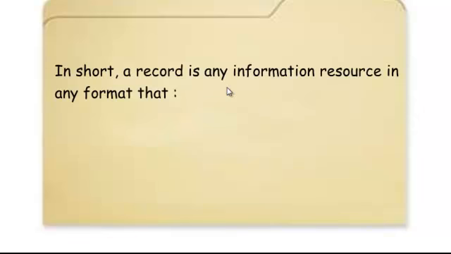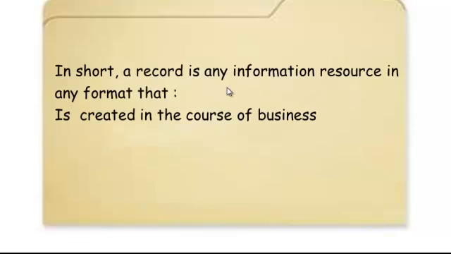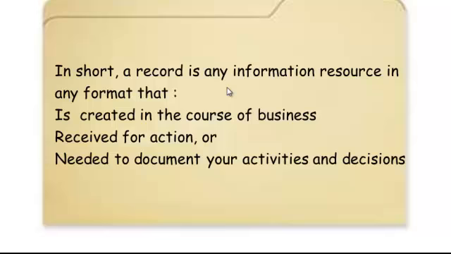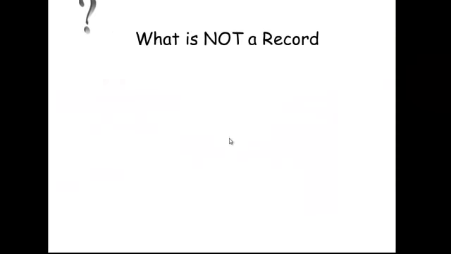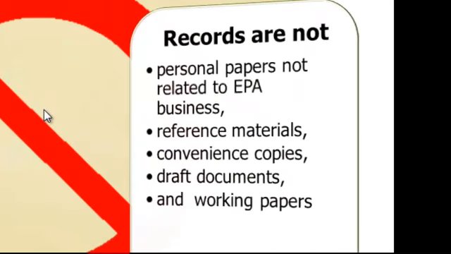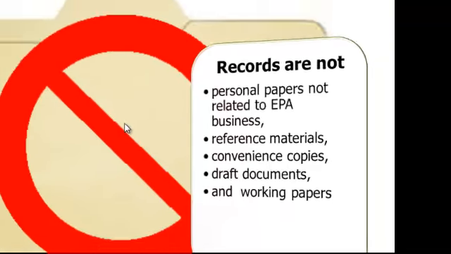So what is a record? In short, a record is any information resource in any format that is created in the course of business, is received for an action, or is needed to document your activities and decisions. So what is not considered a record? Personal papers, reference materials, convenience copies, draft documents, and working papers are generally not considered records.